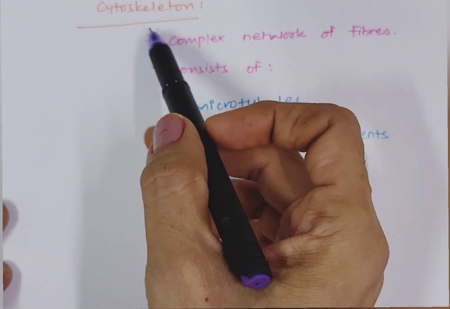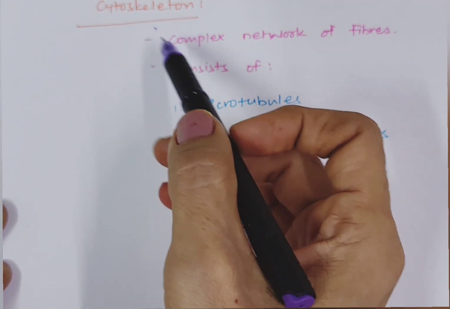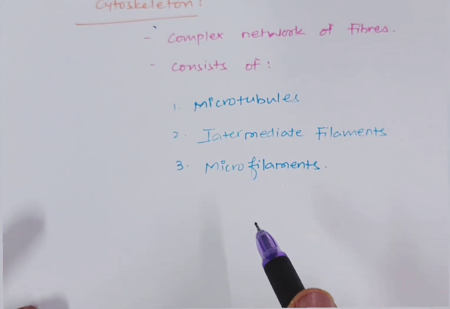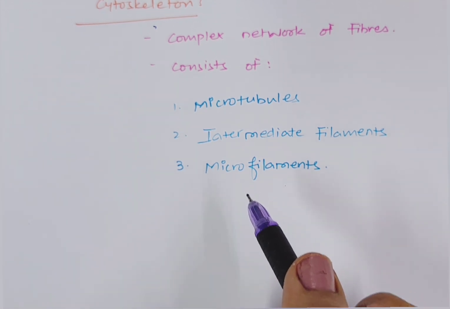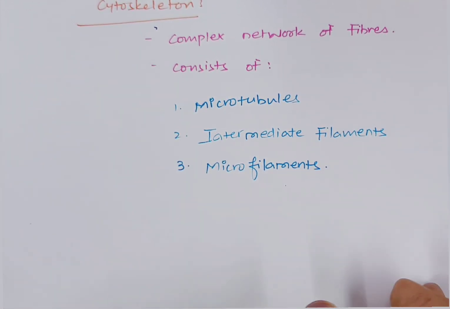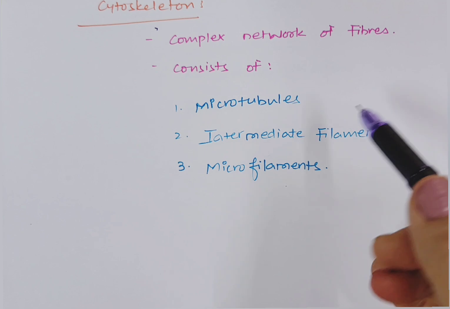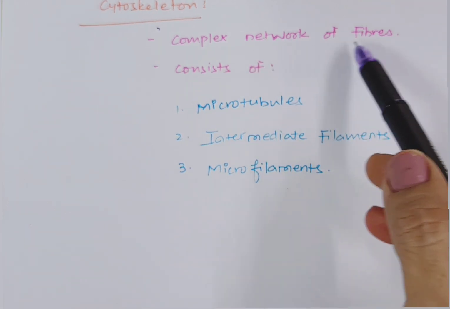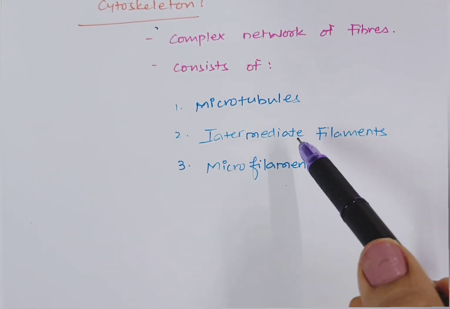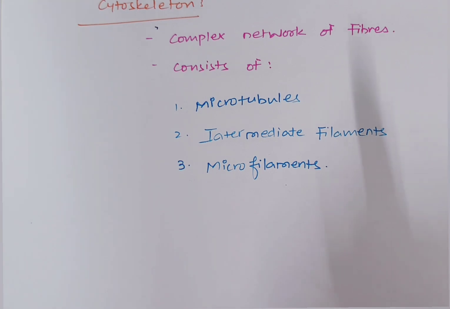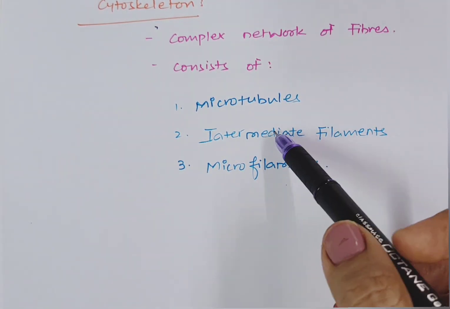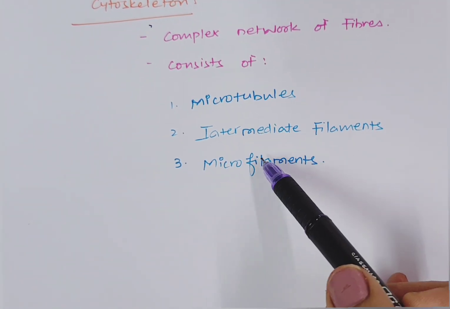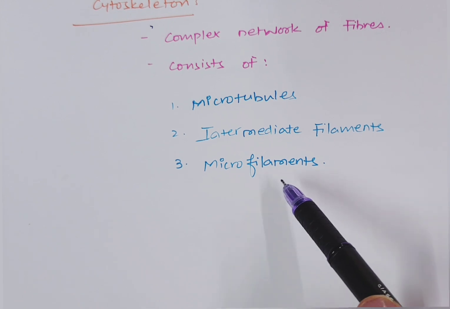Next we'll discuss the cytoskeleton. The cytoskeleton is the skeleton of a cell. Like in our body we have a skeleton, the cell has its own skeleton, that is the cytoskeleton. It consists of a complex network of fibers. Mainly three types of cytoskeleton are there: one is microtubule, second is intermediate filament, and third is microfilament.